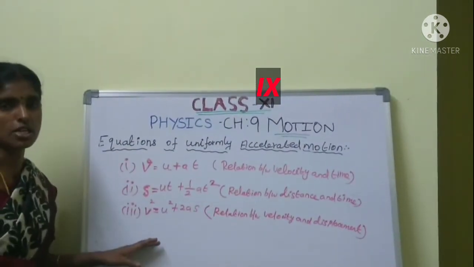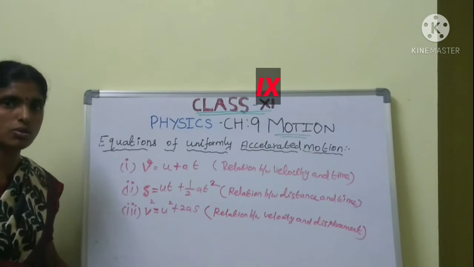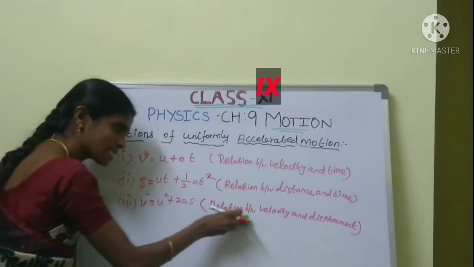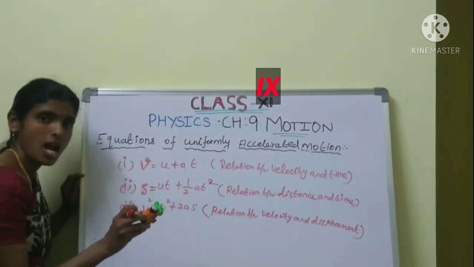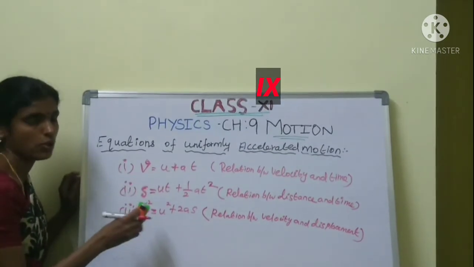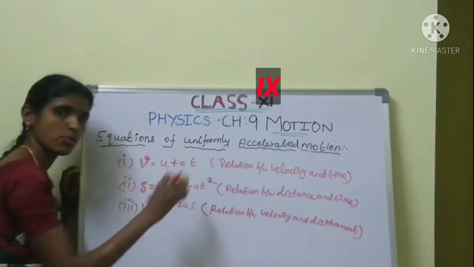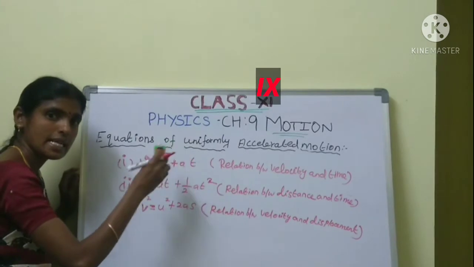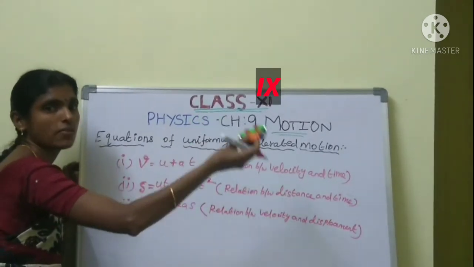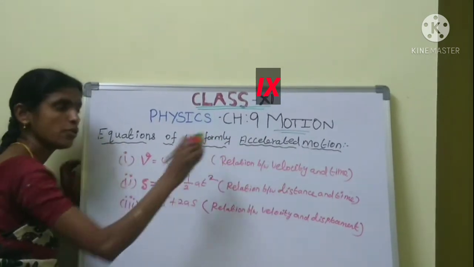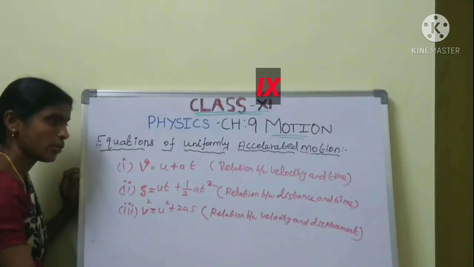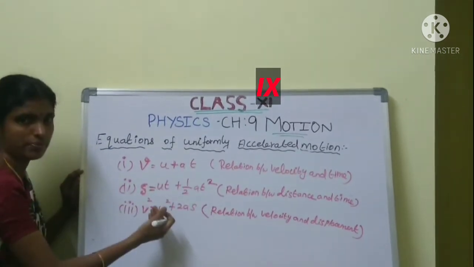Velocity and displacement. Are you clear, students? Whenever an object is moving with uniformly accelerated motion, at that time the object has three equations. Do you know uniformly accelerated motion very well? An equal amount of increase or equal amount of decrease in the velocity of the object is called uniformly accelerated motion. Are you clear? Now we are going to discuss them one by one.